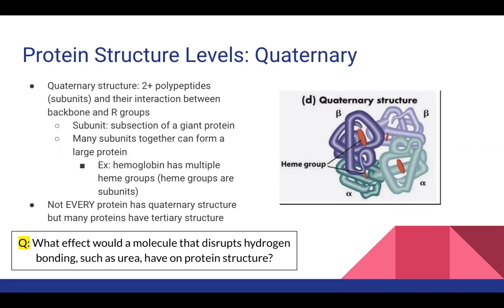Do you think disruption will happen also for tertiary and quaternary structures? Yes, it would, because secondary structure will definitely be affected, since it's made up of hydrogen bonds between backbone atoms. But for quaternary and tertiary structures, hydrogen bonding is also one type of interaction that takes place. However, the primary structure is not going to be affected, since it's covalent bonds, and these are very strong, so they don't involve hydrogen bonding.